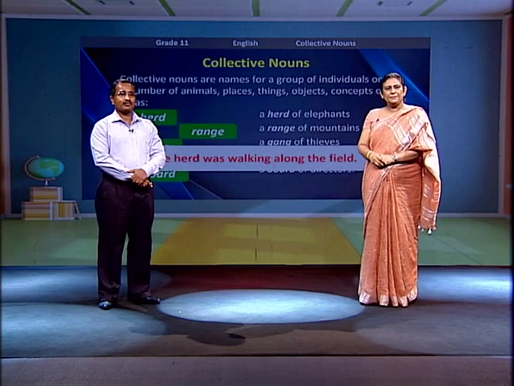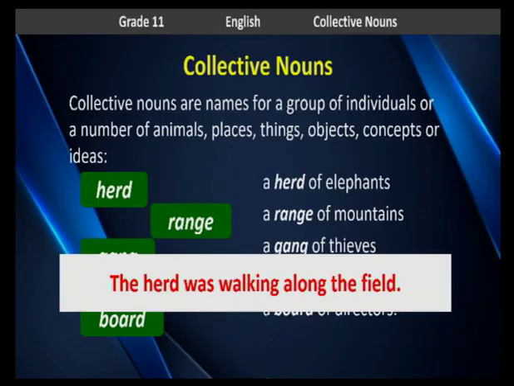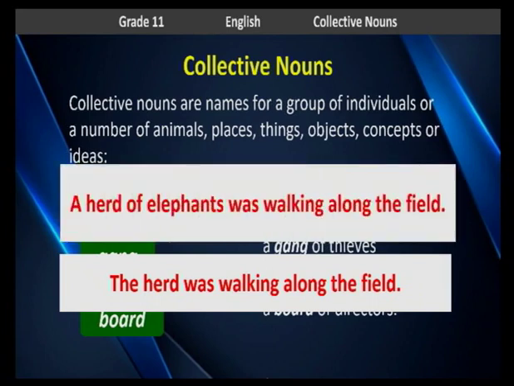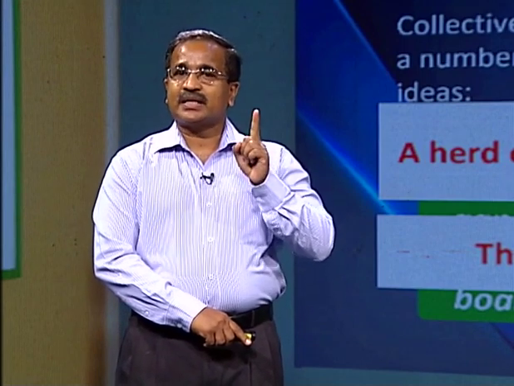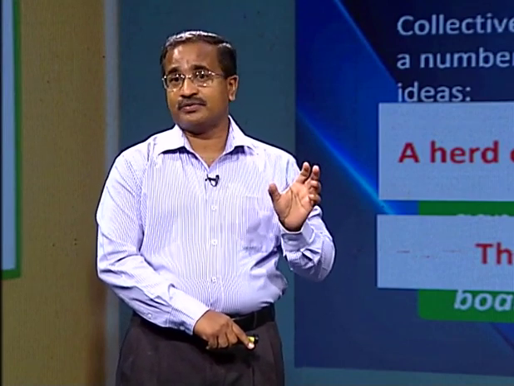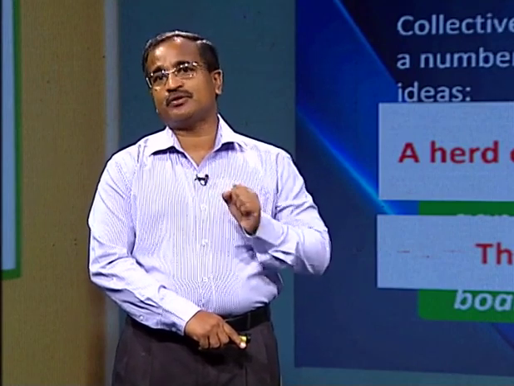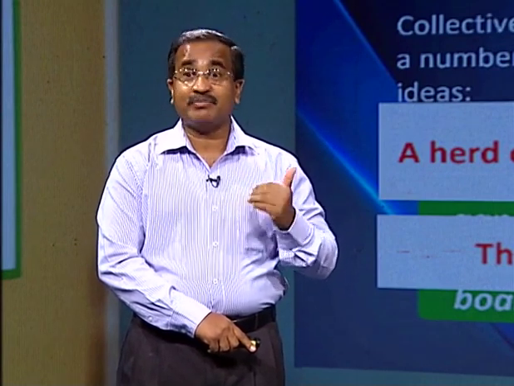Before that, we have to talk about how collective nouns are used in sentences. The word herd can be used alone in a sentence. The herd was walking along the field. But look at this one. Can you read it out? A herd of elephants was walking along the field. Children, you can use the collective noun individually in a sentence. And at the same time, the collective noun can be included in a meaningful phrase such as a herd of elephants, a gang of thieves, and it also can be used in a meaningful sentence. A herd of elephants was walking along the field. So both sentences give the same meaning. Now let's have a look at the next slide.